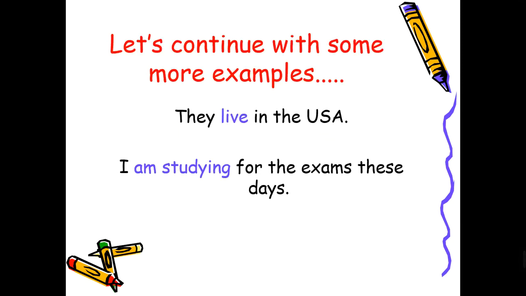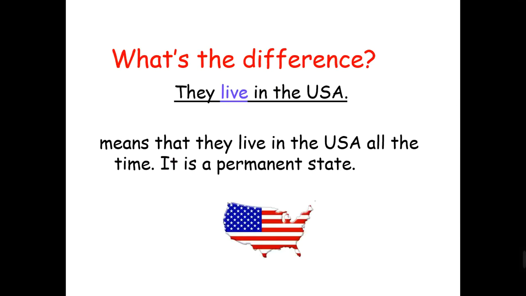Now let's continue with some more examples. They live in the USA, and I am studying for the exams these days. Now first think, which sentence is the present simple? Yes, the first one, they live in the USA. This is the present simple, because it expresses something which is generally true, where they live. And the second one, I am studying for the exams these days, is a sentence that expresses an action that's taking place only these days, so only at the time of speaking. That's why we're using here the present continuous tense.